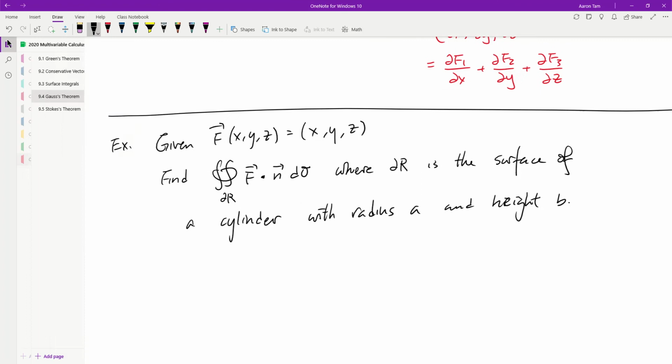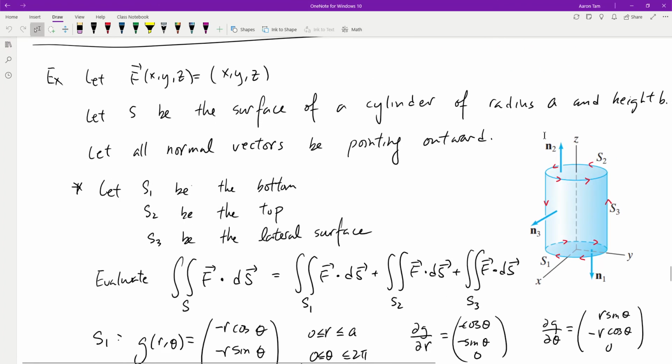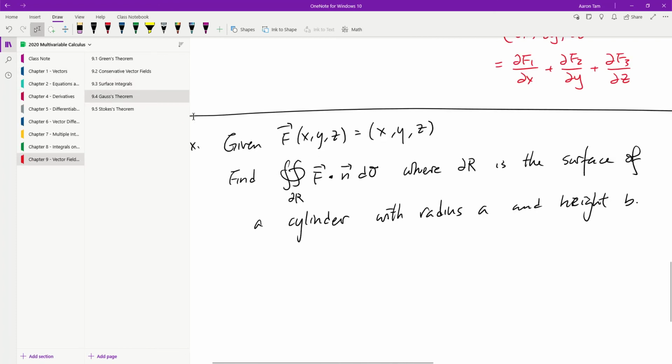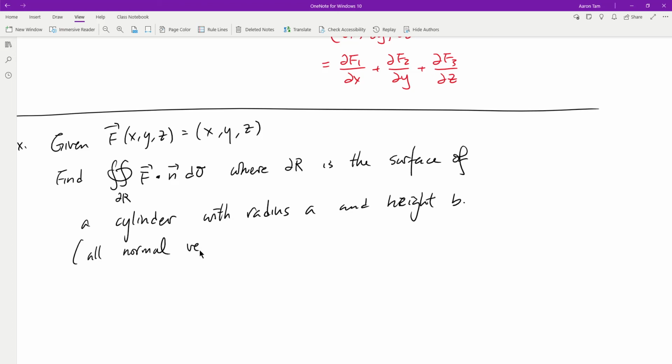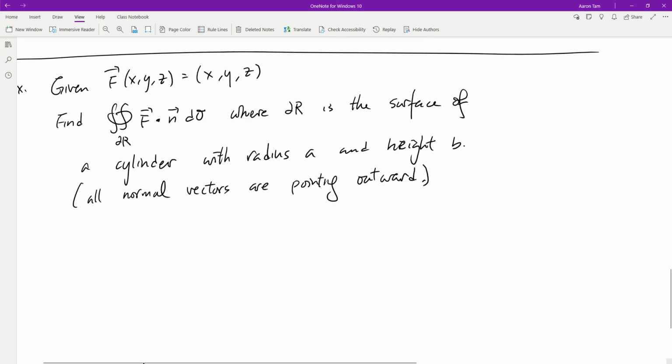So I don't remember how I worded the problem. Let me see. Okay, surface of a cylinder. We also want all the normal vectors pointing outward, so let me just write that in: with height b, and all normal vectors are pointing outward. And that gives us a positive orientation of the surface. So we're going to try to find this closed surface integral.